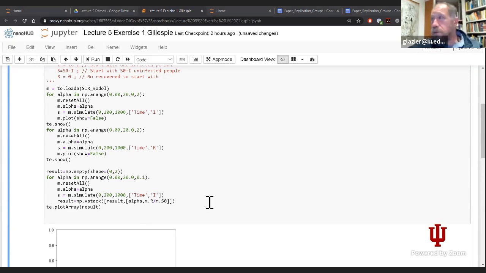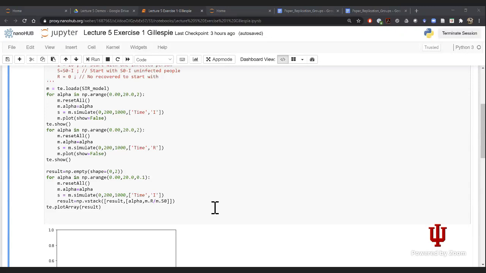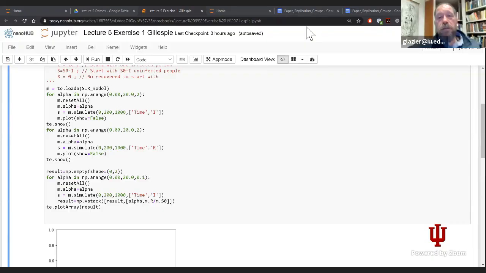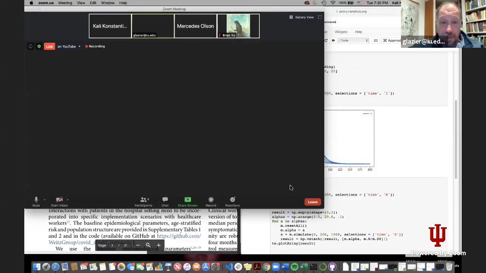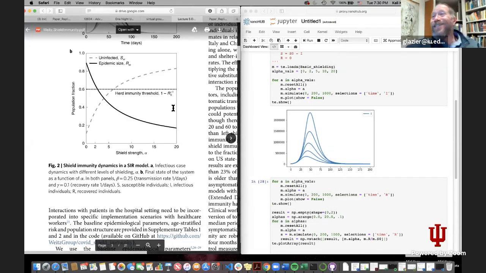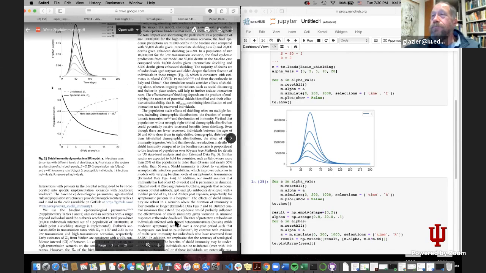So Kali, do you want to screen share again and let's take a look? So we got one of the figures replicated, and we found a mistake. Why don't you screen share again, Kali, and we can maybe look at the next figure. Oh, I can't share. I'm sorry. First, I wasn't sharing my screen when I should have been, and now I was sharing it when I shouldn't. Okay, great. So that one worked.